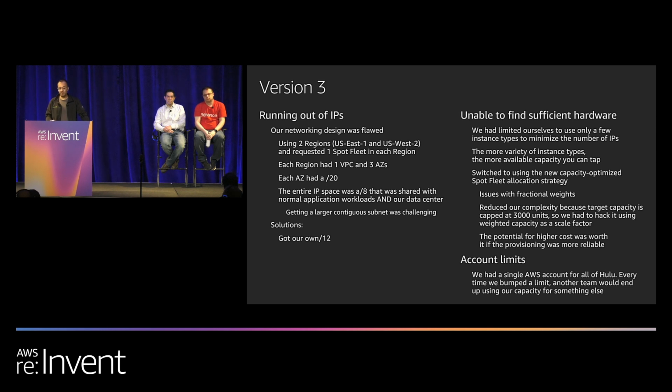That part's fine. The part that was a challenge was that our entire IP space was a /8 that we shared with our production services and with our data center. So that meant that we would continuously be fighting for IP space with the rest of our services, and finding a large contiguous subnet, which reduced the complexity of building the system, was super challenging. And so our solution there was just to get our own IP space.